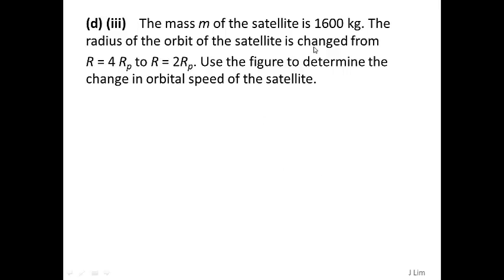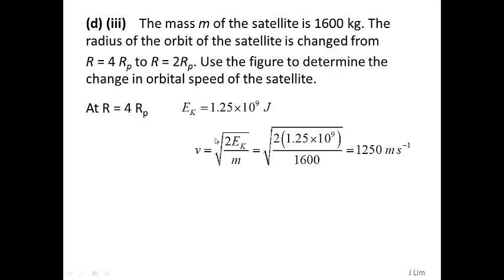The mass m of the satellite is 1600 kg. The radius of the orbit of the satellite is changed from 4 Rp to 2 Rp, so it becomes closer. Use the figure to determine the change in orbital speed of the satellite. So at 4 Rp, the kinetic energy is 1.25 times 10 to the power of 9 joules. So the speed will be 1250 meters per second. So at 2 Rp, the kinetic energy is 2.5 times 10 to the power of 9 joules.